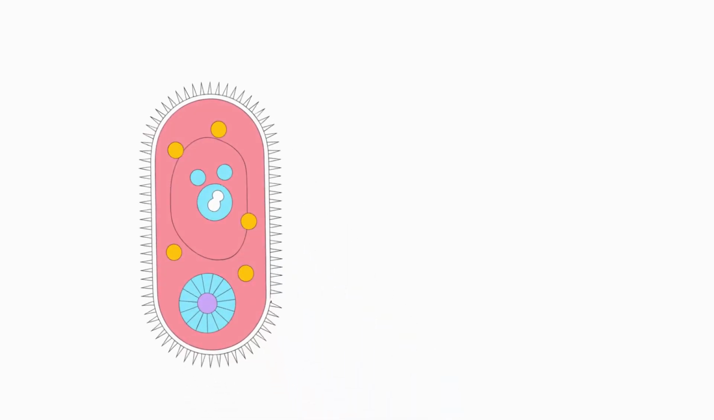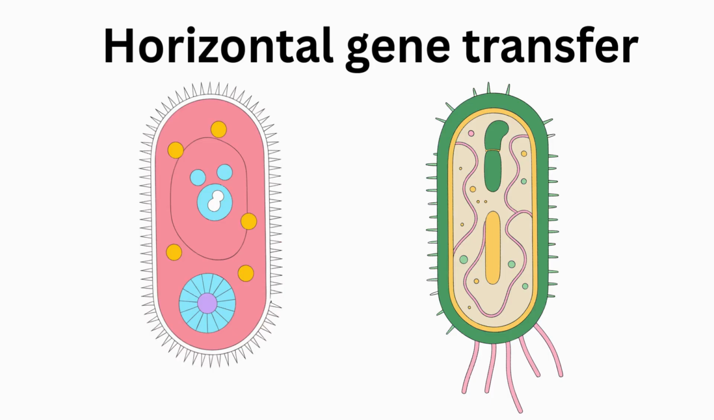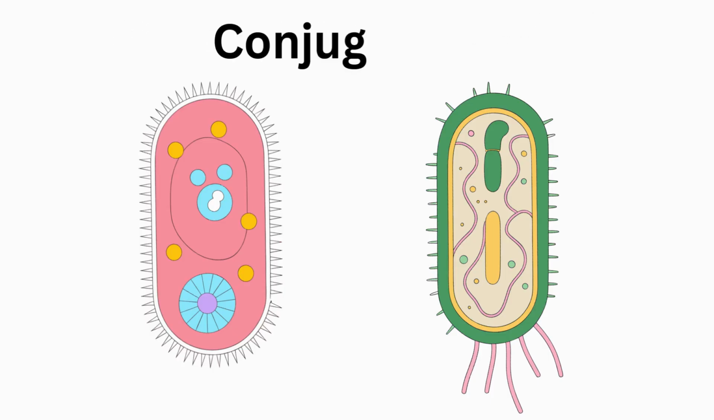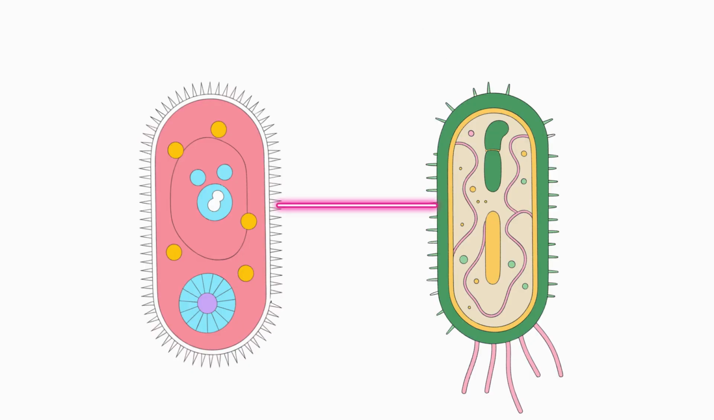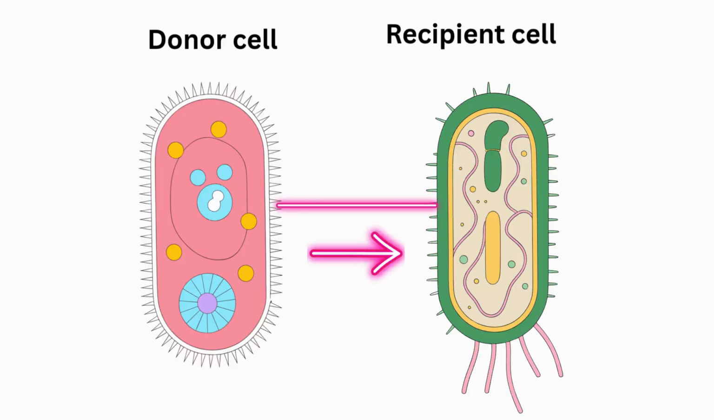Pili also play a crucial role in horizontal gene transfer, especially through conjugation. During conjugation, a sex pilus forms a bridge between two bacterial cells, allowing the transfer of plasmid DNA from a donor to a recipient. This process enables rapid genetic variation and the spread of advantageous traits such as antibiotic resistance, metabolic capabilities, and virulence factors. Horizontal gene transfer allows bacterial populations to adapt quickly to environmental pressures without relying solely on mutation.